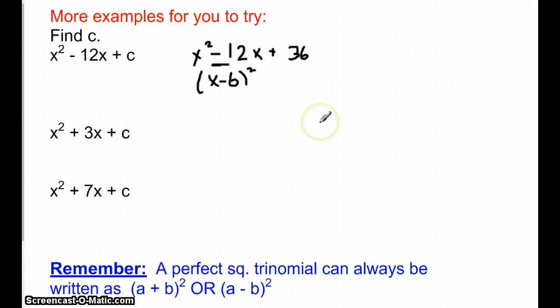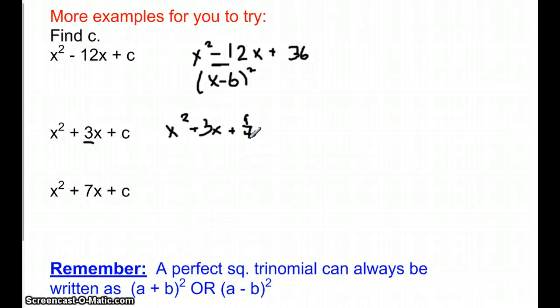Okay, in the next one, take half of 3 and square it. So it's going to be x squared plus 3x plus 3/2 squared, which is 9/4. Okay, c is 9/4. Again, to factor it, you take the square root of the first term, the square root of the last term, add them together, square the whole expression.